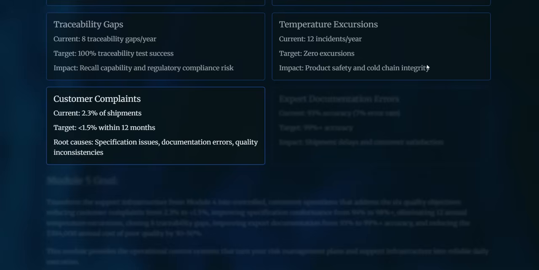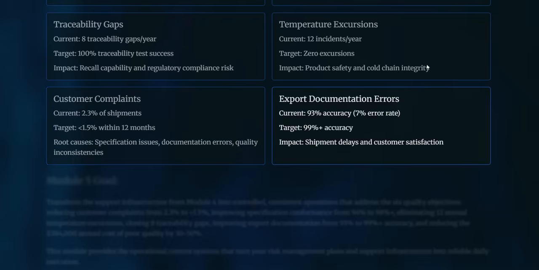The impact this challenge is having on our organization includes product safety and cold chain integrity. The other challenge we are having is customer complaints. Currently, 2.3% of our shipments have a customer complaint, and we are targeting less than 1.5% within the next 12 months. The root causes of these customer complaints include specification issues, documentation errors, and quality inconsistency. And we are going to control all of that in this module.